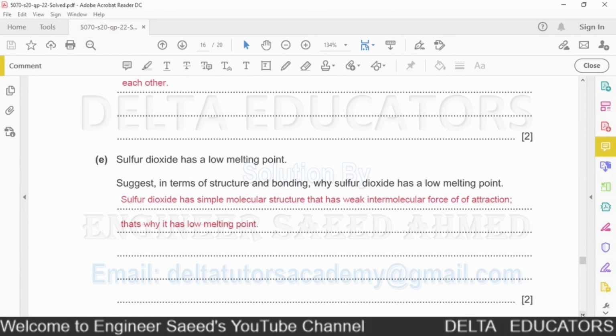Next part, sulfur dioxide has a low melting point. Suggest in terms of structure and bonding why sulfur dioxide has a low melting point. Sulfur dioxide is a simple covalent compound. It has a simple molecular structure, and simple molecular structures have low melting points because of weak intermolecular force of attraction. So what we have to write here? Sulfur dioxide has a simple molecular structure that has weak intermolecular force of attraction. That's why it has a low melting point.